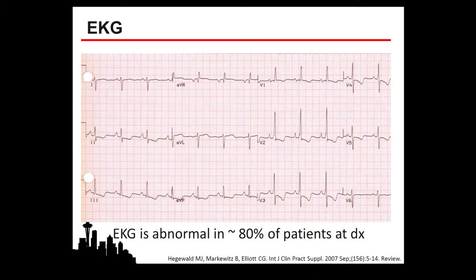So I led off with this as one of the main take-home points, and that's that pulmonary hypertension is suggested by many, many clues, but diagnosed by right heart catheterization. So when you see your patient with dyspnea who comes into the office, EKG is readily available. Most people are going to have it. It's abnormal in about 80% of patients at diagnosis.